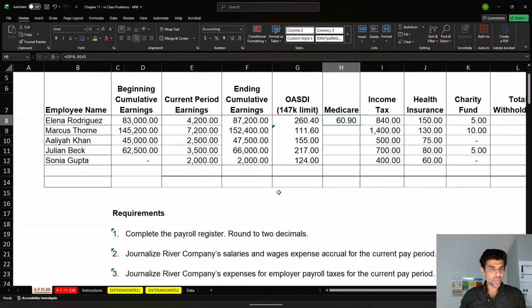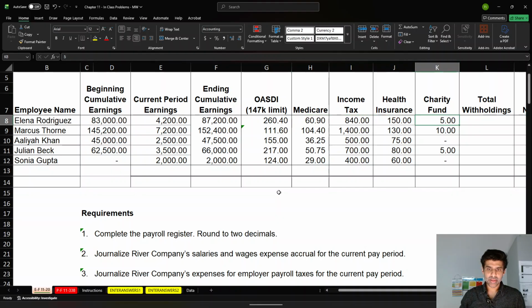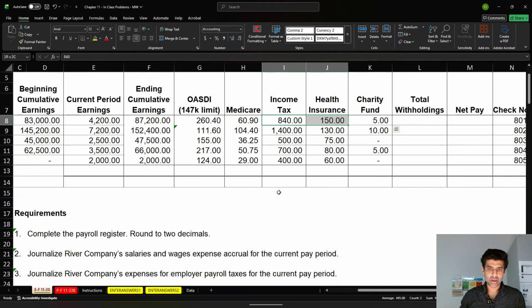Okay, so Medicare is 1.45%, and I just do my formula down like that. We've already given you the information here, because income tax is dependent on a number of factors like your filing status and how many dependents you have. You would have filled out some W-4 form, and your income tax withholding would be determined by that calculation. But the book is not making you do that calculation, so it's just giving you those numbers. And then this stuff is kind of arbitrary, so it's also giving you these numbers.